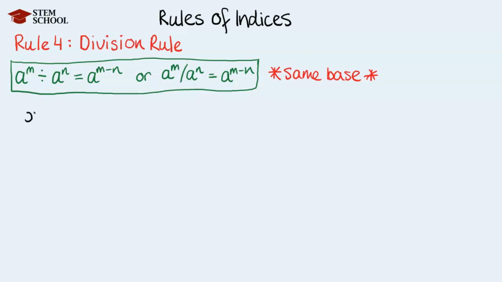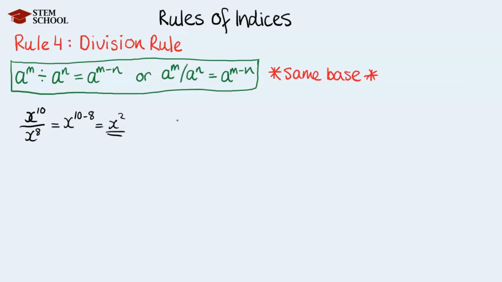We've got x to the power of 10 divided by x to the power of 8. Okay, so we've got same base of x, so we can use this rule. So what you have to do is take away the power, so the answer will be x to the power of 10 take away 8, and that will just be x squared.